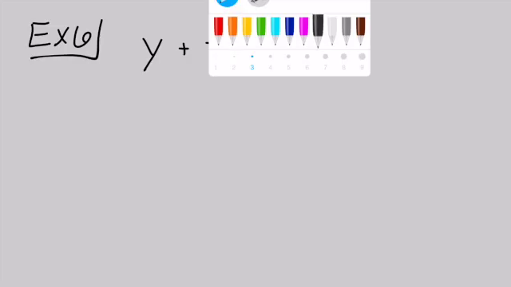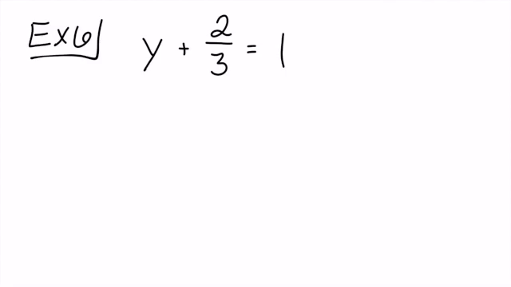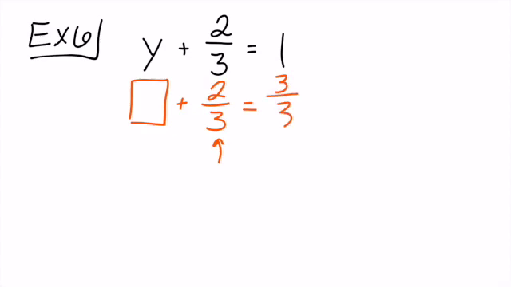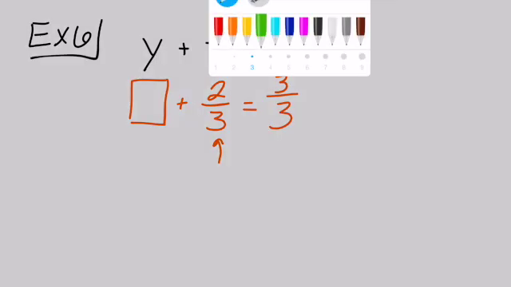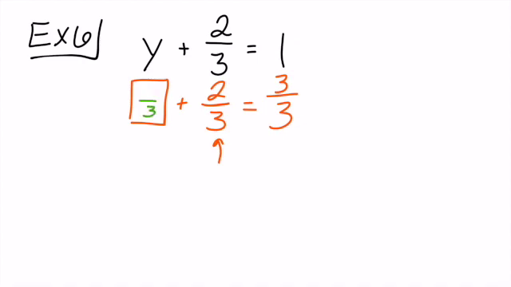Okay, so if you're thinking about this, here's what you should be thinking. What number plus 2/3 equals 1 whole? And if we're talking about thirds, 1 whole is going to be 3/3. Gives us all of it, right? So if I already have 2/3, how many thirds do I still need? Well, I still need 1/3. So y equals 1/3. Not too bad.